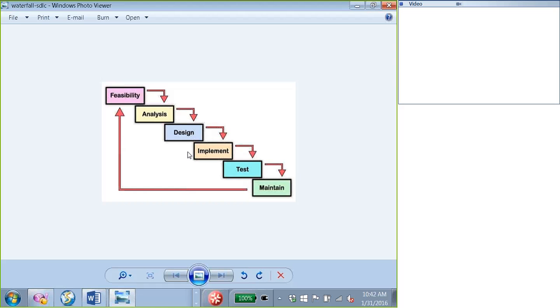So how do we know which model to use? Is that something we consult with the team? Is that something the stakeholders are telling us? Oh, that's a very good question.